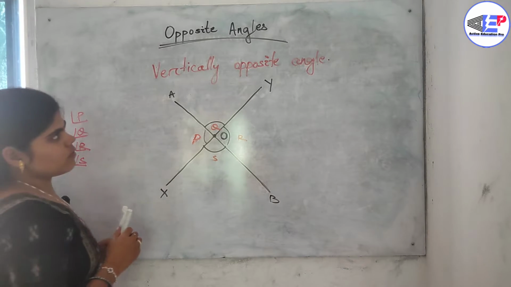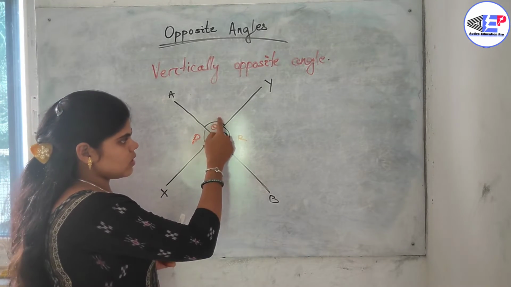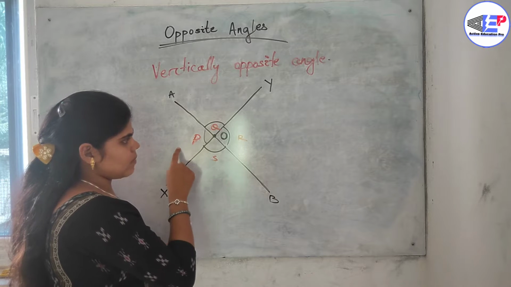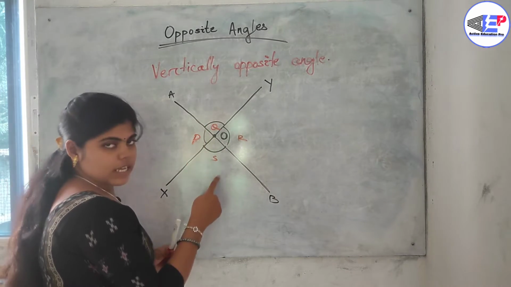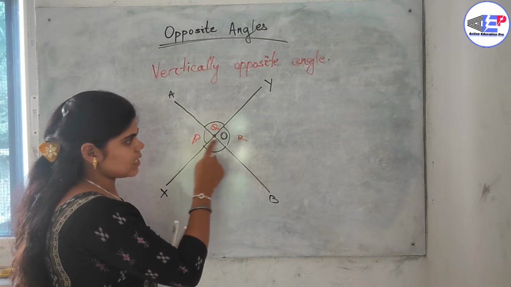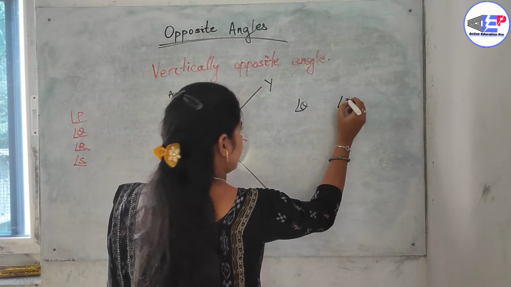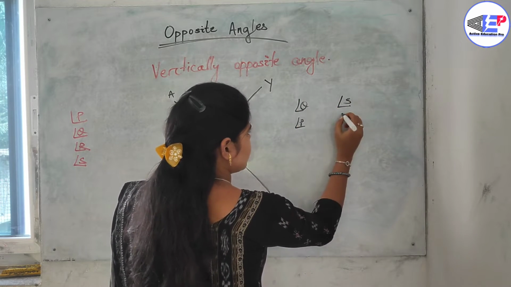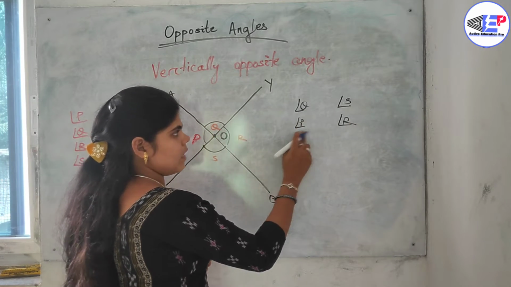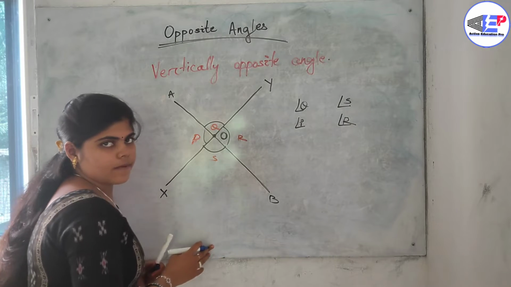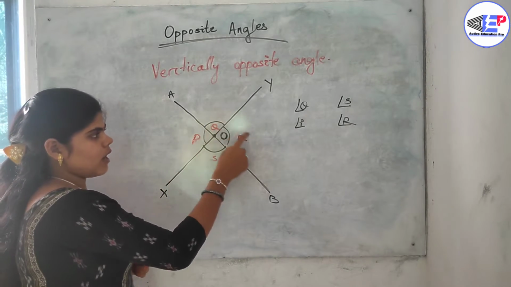Now I am going to show the vertically opposite angles. Here Q is vertically opposite to S, and P is vertically opposite to R. Q with S and P with R. Q is the vertically opposite angle of S, and P is the vertically opposite angle of R. There are four angles P, Q, R, S.